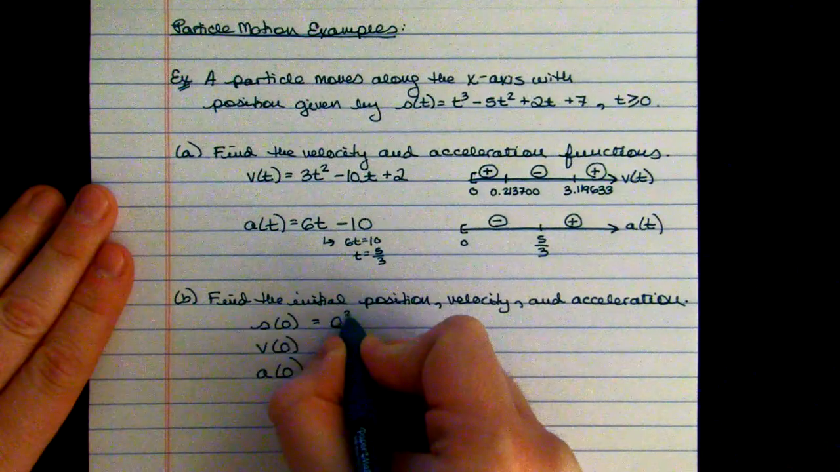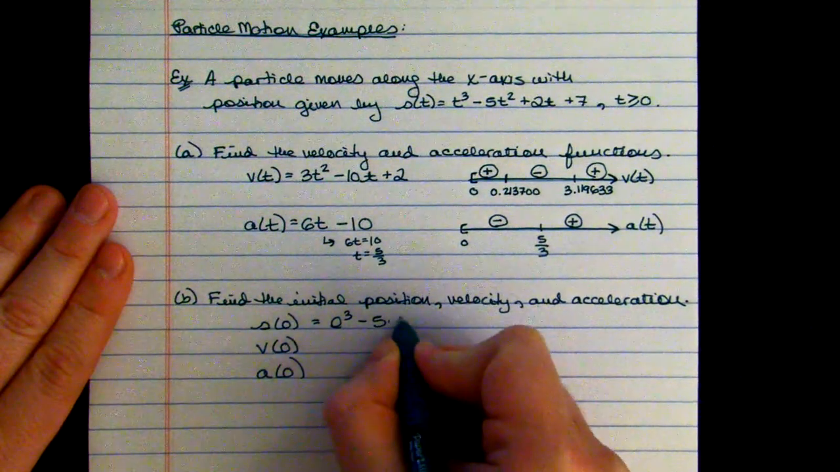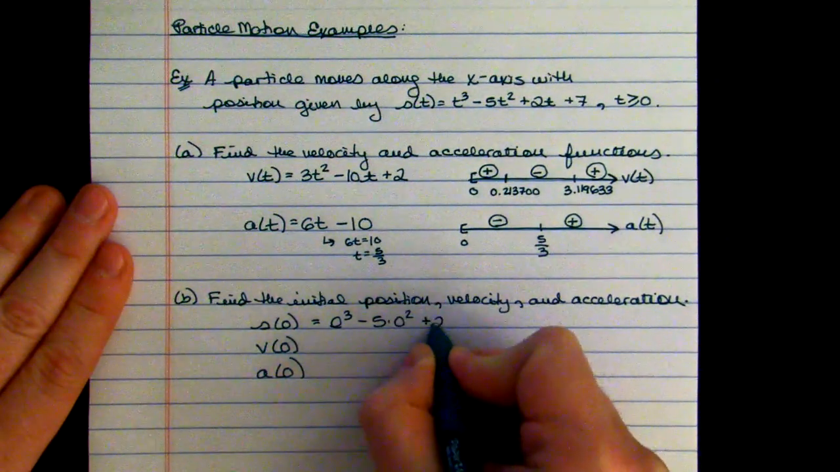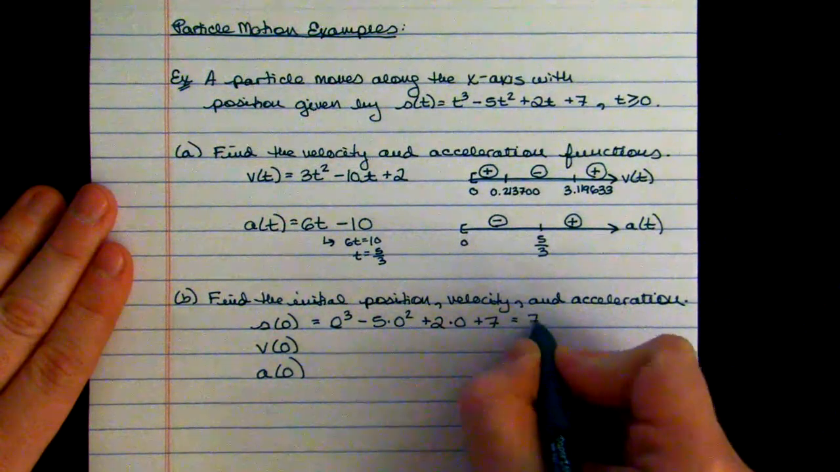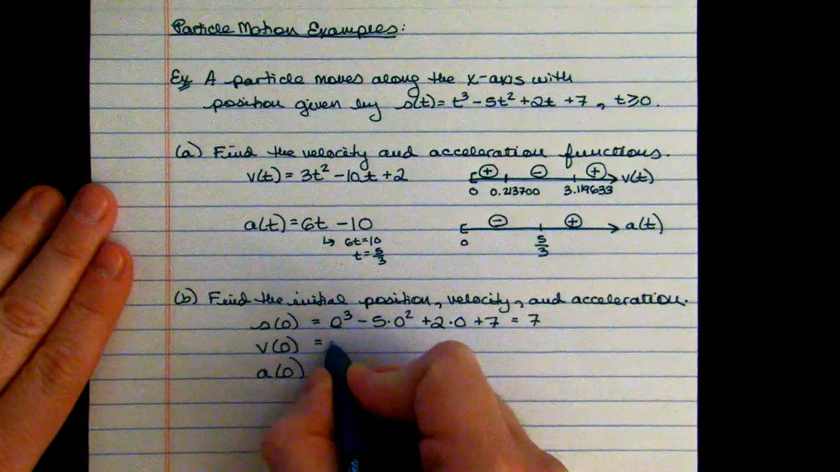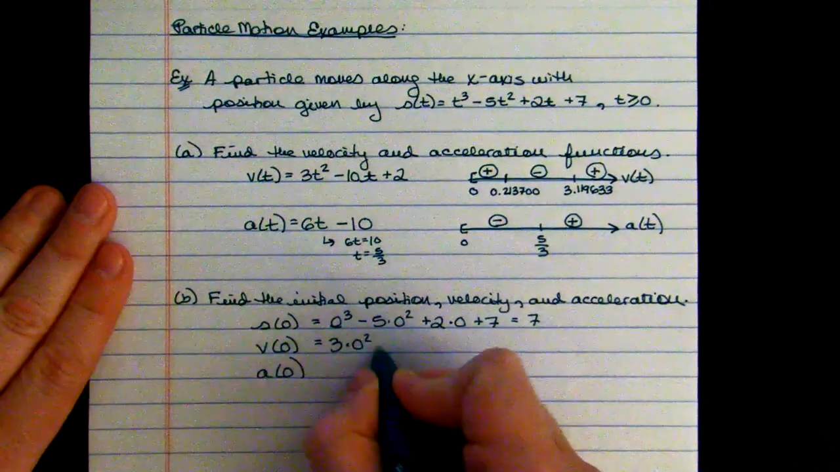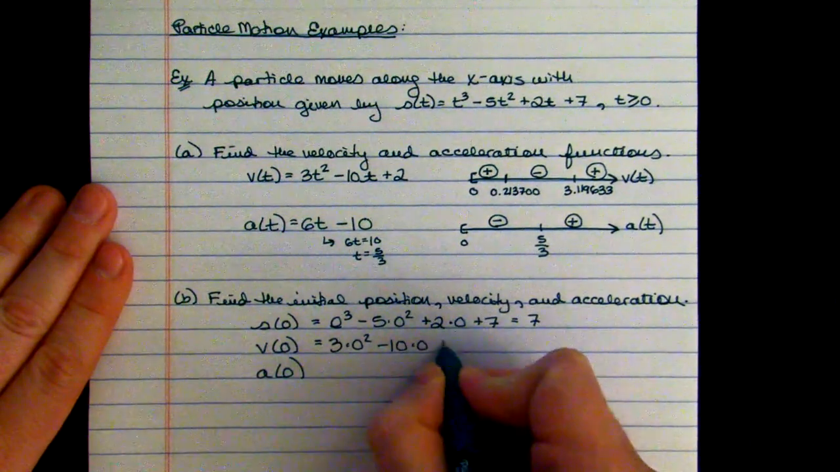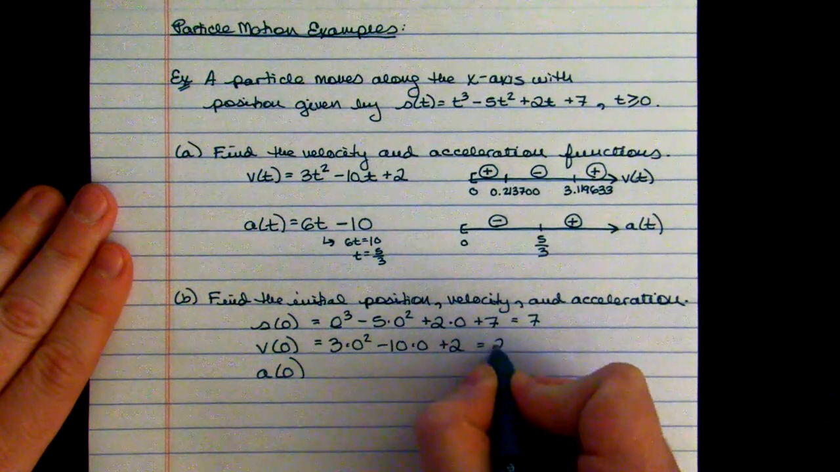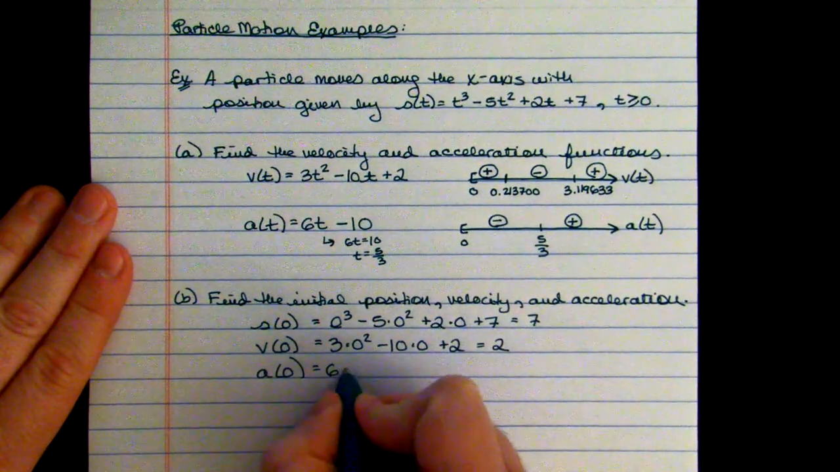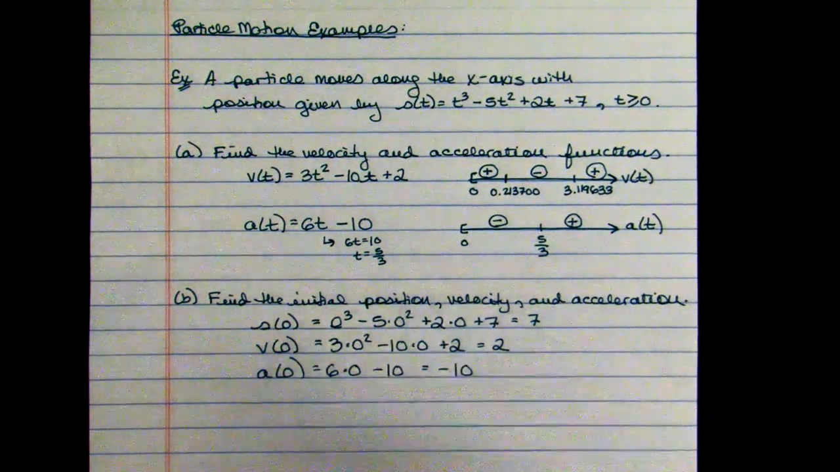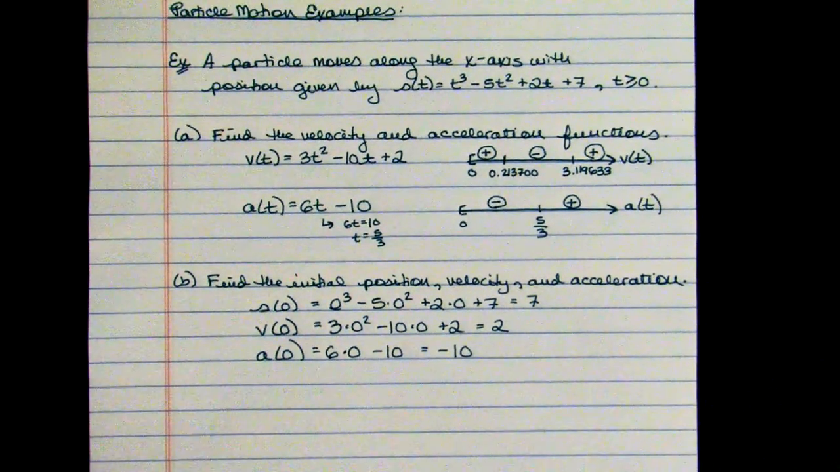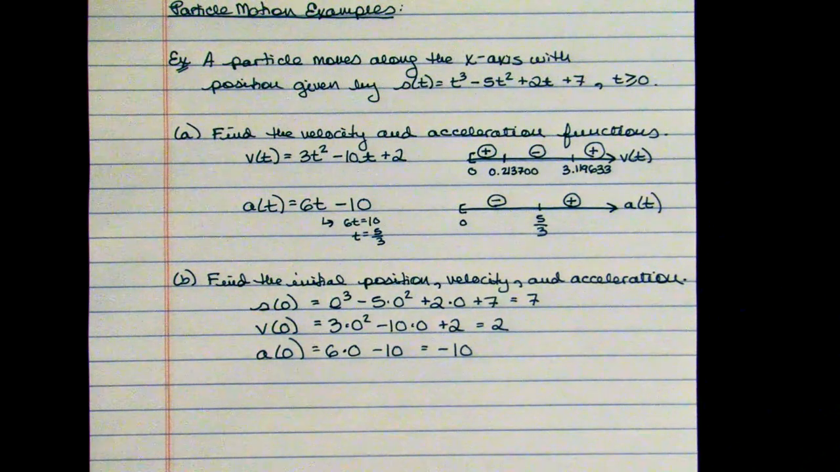Okay, make sure you're showing your work with these. 0 cubed minus 5 times 0 squared plus 2 times 0 plus 7 is just going to be 7. V of 0 is going to be 3 times 0 squared minus 10 times 0 plus 2, which gives us 2. 6 times 0 minus 10 is going to give us negative 10. Initial position is 7. Initial velocity is 2. Initial acceleration is negative 10.